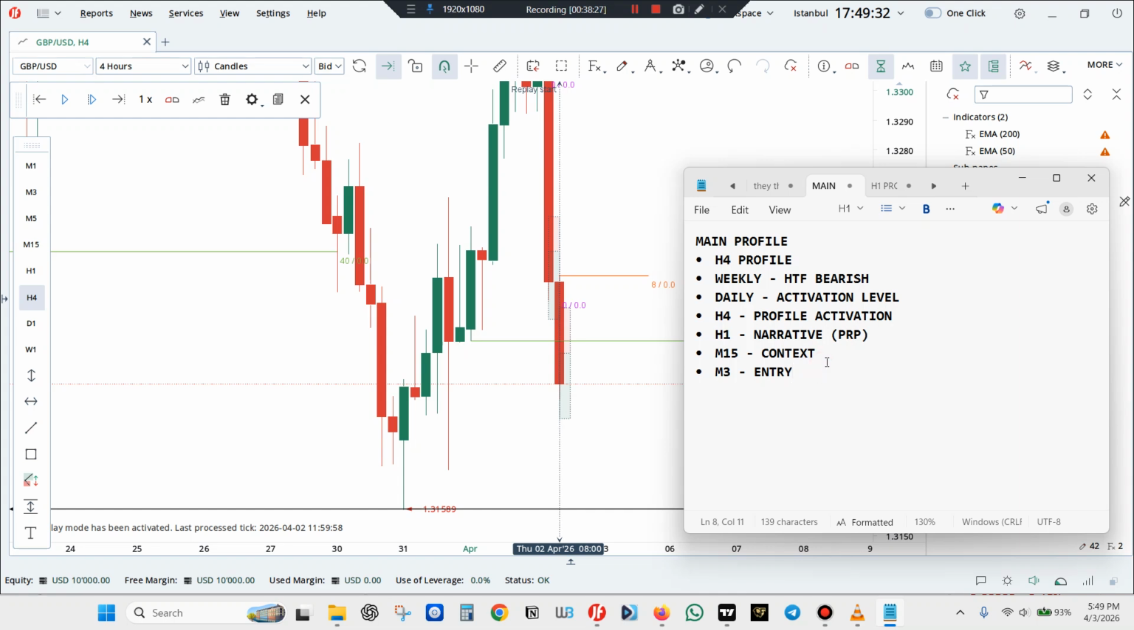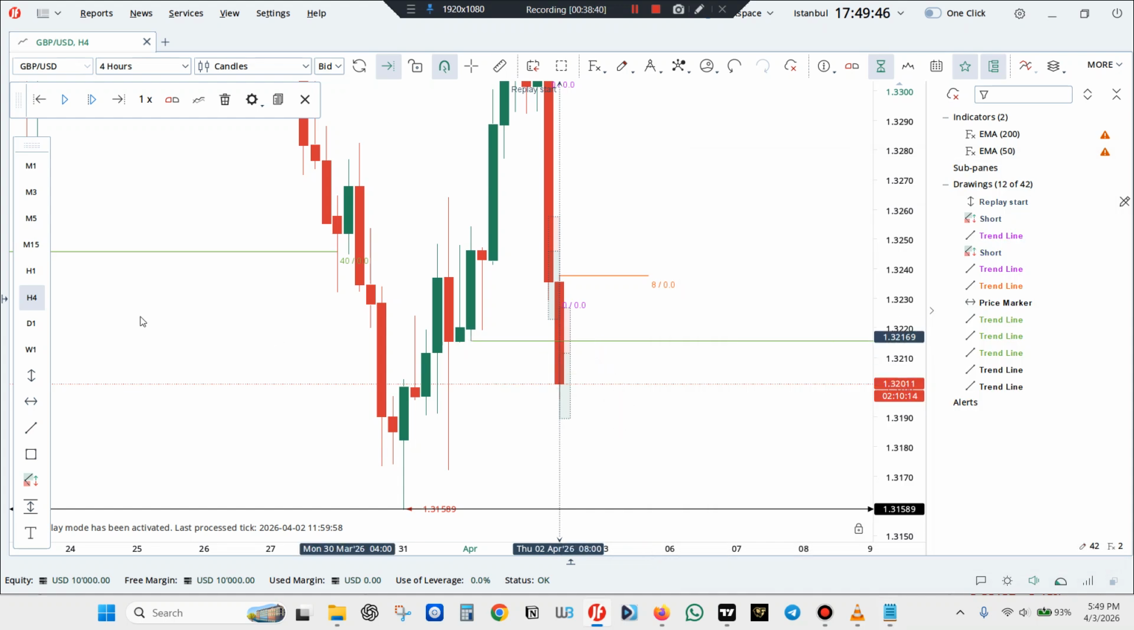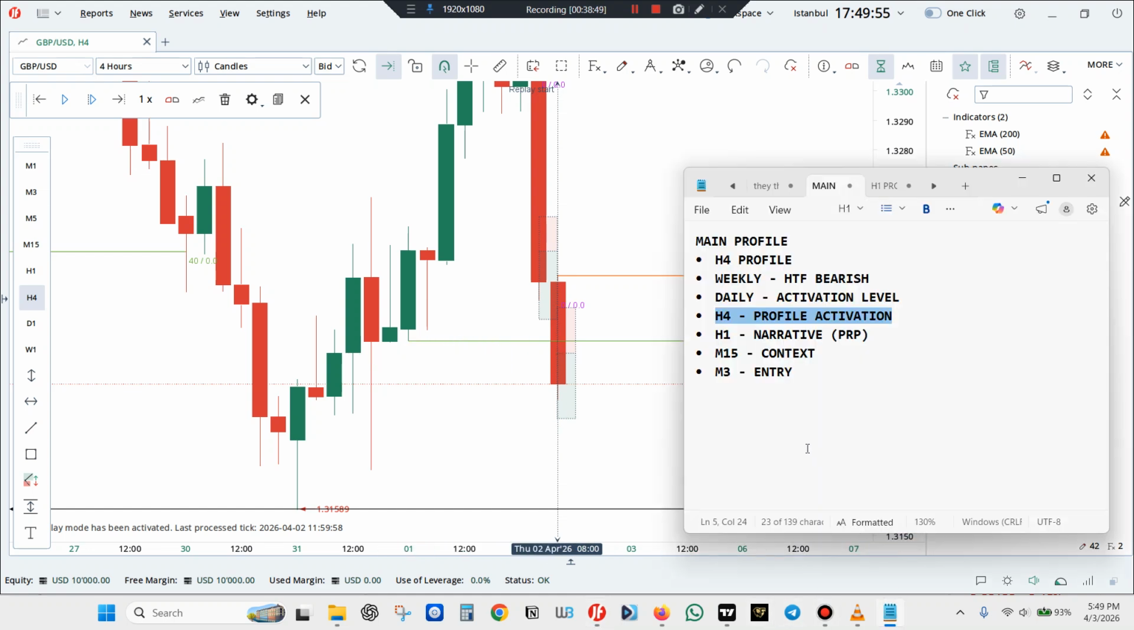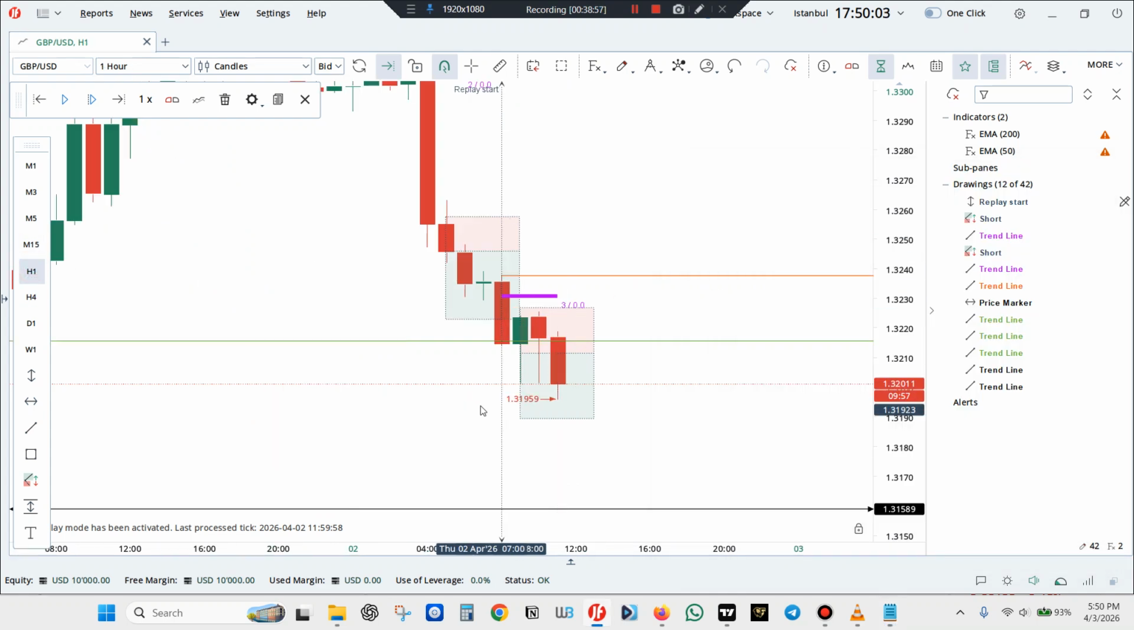Remember, now we are trading H4 profile, or our main profile. So our main profile was, we established from the weekly that our direction was bearish. We marked our daily activation levels, and now we were expecting a 4 hour candle to activate. And as you can see, in H4 a 4 hour candle actually closed below our daily activation level, thus activating our main profile. So how do we go about it? We mark our invalidation level, and then we switch to 1 hour and mark the price reference point. So we switch to 1 hour.